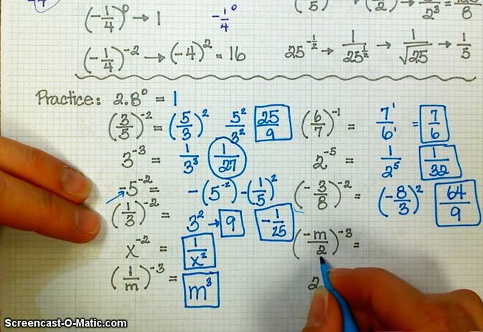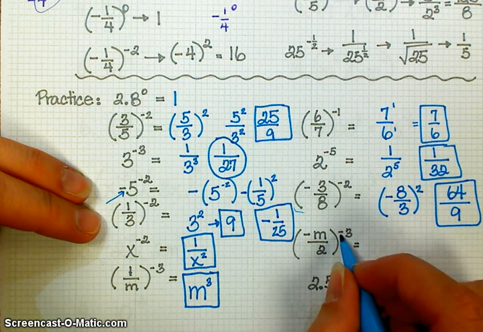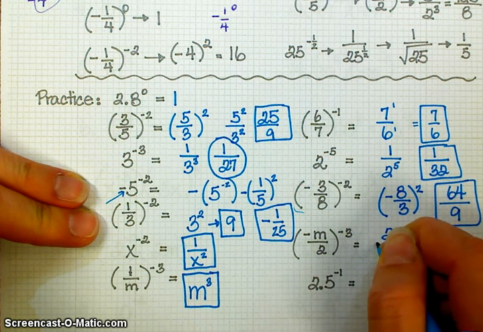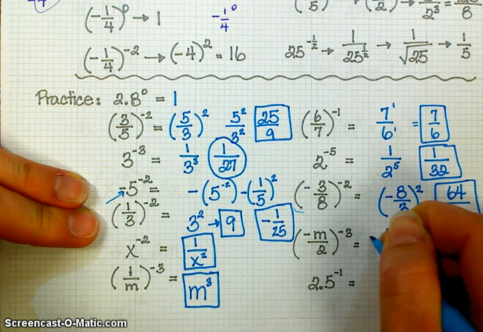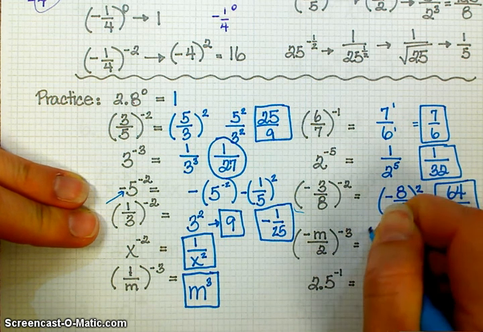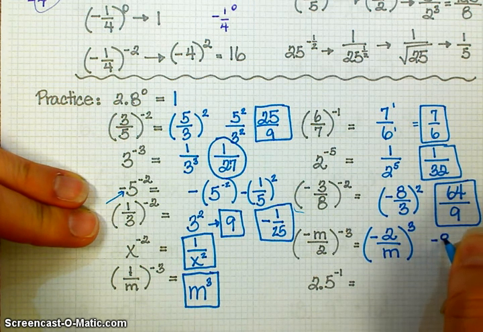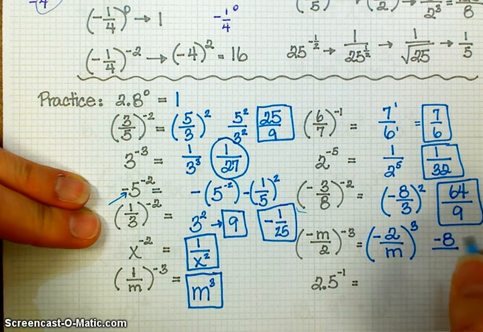Again, here the negative is inside the parentheses. Let's get rid of the negative part of the exponent by flipping the fraction. So that now becomes 2 over m. And all of that is to the third. Negative 2 times negative 2 times negative 2 on the top is negative 8. And m times m times m is m to the third.